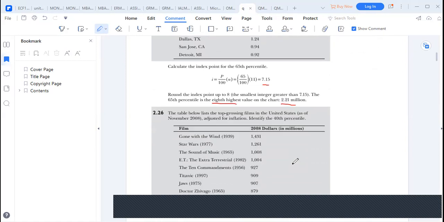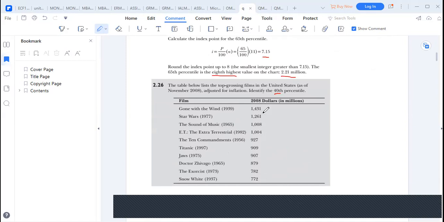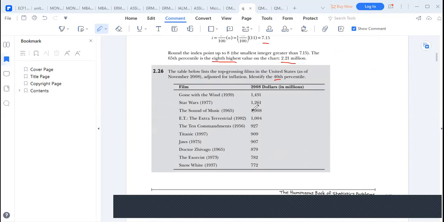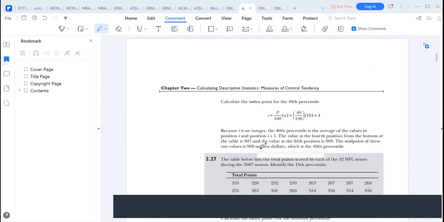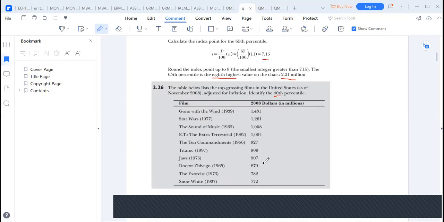Here we're being asked to identify the 40th percentile. It's arranged in ascending order. So it will be 40 over 100 times how many are these? 1, 2, 3, 4, 5, 6, 7, 8, 9, 10. So 40 percent of 10 is exactly 4. Counting 1, 2, 3, 4, we get 907.